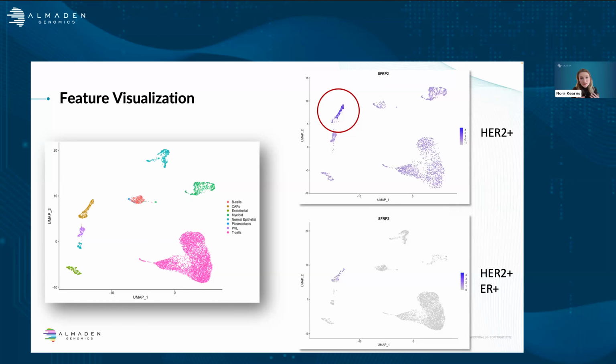CAFs are interesting because they can promote tumor aggressiveness. And so this helps us understand why this person might be responding better or worse to treatment. Why might this person's tumor be growing more aggressively than another person's tumor? This is the kind of meaningful insight that single-cell data can help us gain.